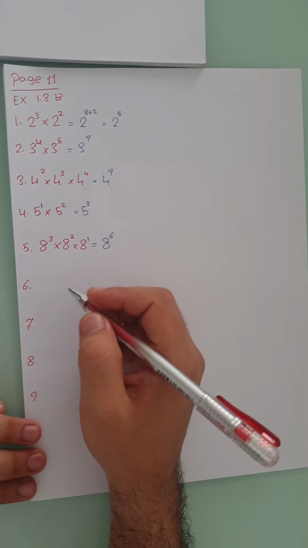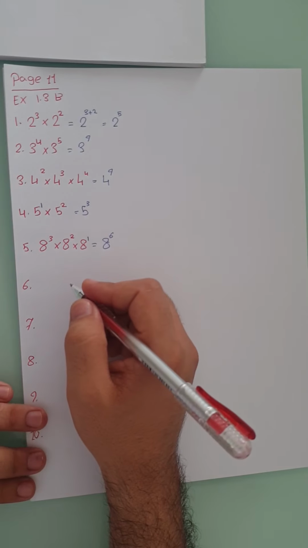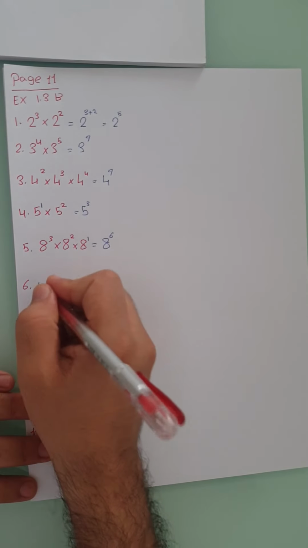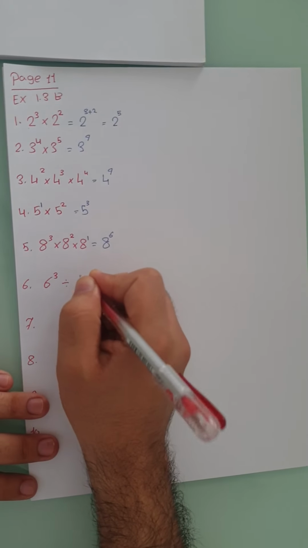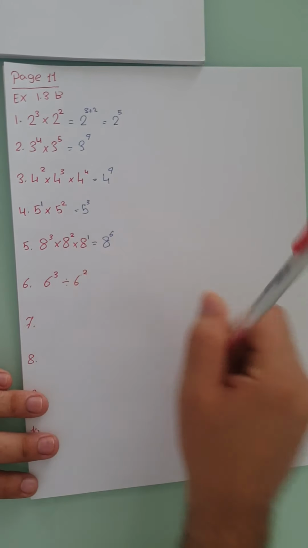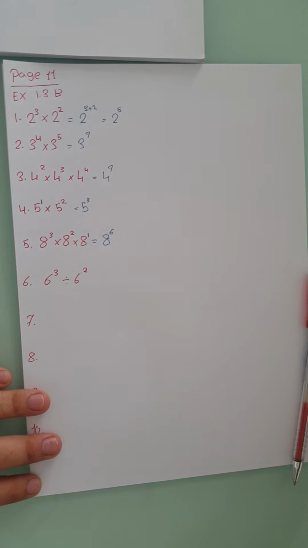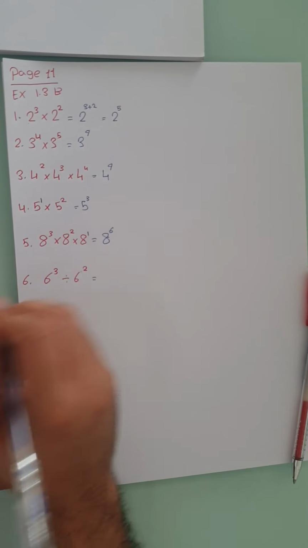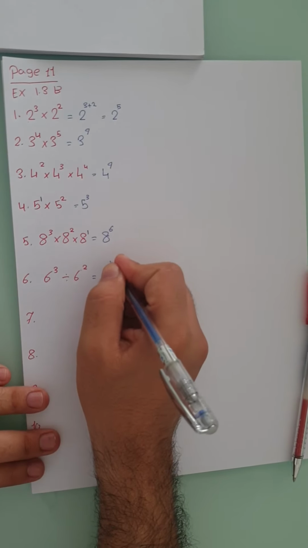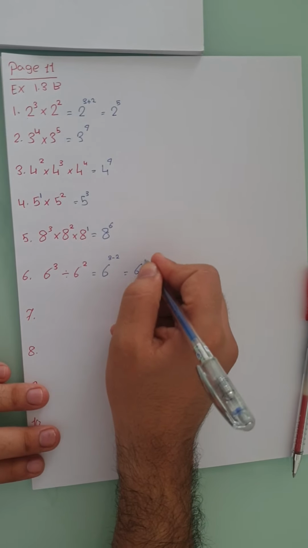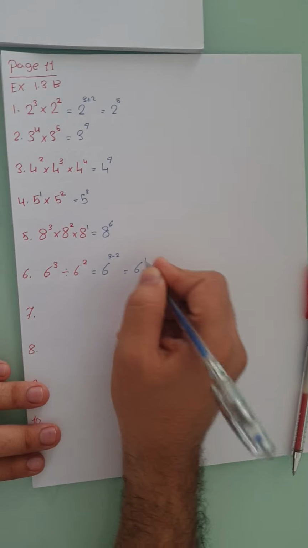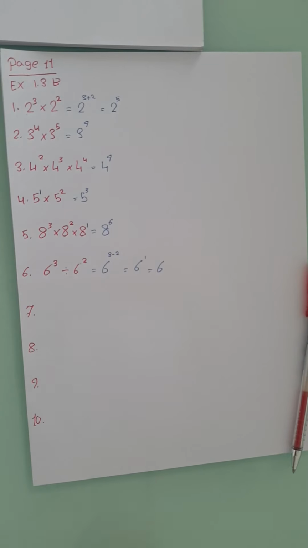question number 6. Question number 6 says that 6 to the power of 3 divided by 6 to the power of 2. Now division, what shall happen for the division? We subtract the powers. So 6 to the power of 3 minus 2, which is how much? 6 to the power of 1. We usually write it 6 alone. We don't write the powers of 1. Okay.